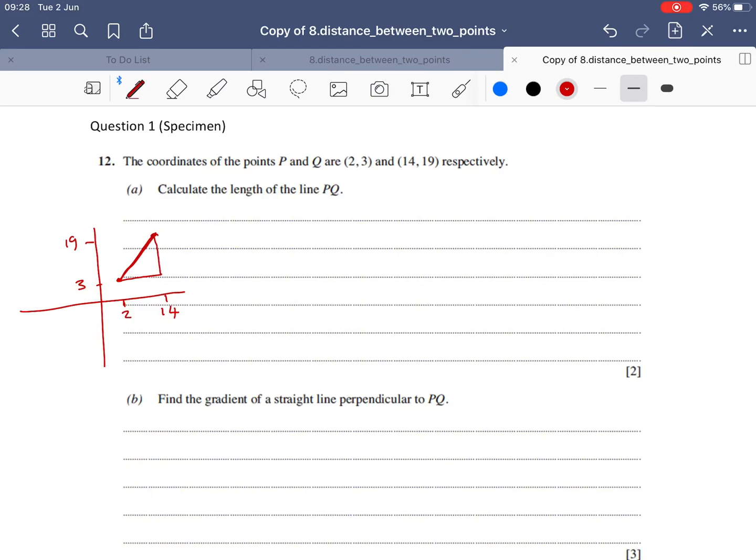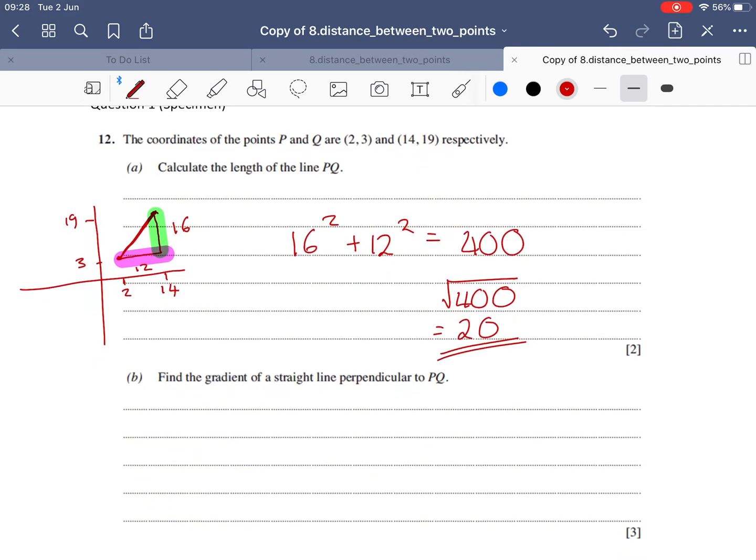So I'm going to turn this into a triangle. This side length here is going to be the difference from 19 to 3, so that is a length of 16. And this bottom length is going to be the distance from 2 to 14, which is 12. So that goes across 12, and this one goes up 16. So to find the length of that line, I'm going to use Pythagoras. I'm going to do 16 squared plus 12 squared, which is 400. And don't forget, with Pythagoras, that's the square. So you want to take the square root of 400, which is 20. So the length of that line is 20.